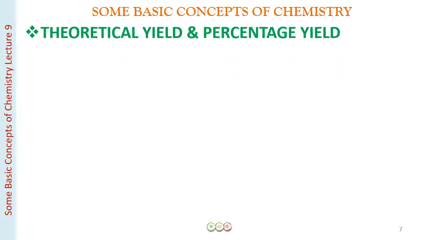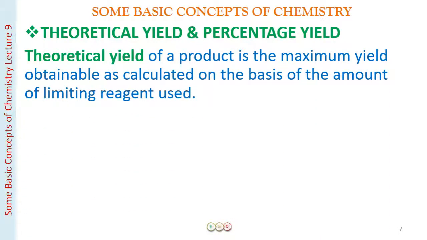So now in the last question, you saw the word theoretical yield, and one more term which you are supposed to know is the percentage yield, and what is the difference in these two. Okay, so theoretical yield of a product is the maximum yield obtainable as calculated on the basis of the amount of limiting reagent used, right? So I hope this is clear to you all. Like in the last question, the yield of the product we are calculating, that is the theoretical yield.